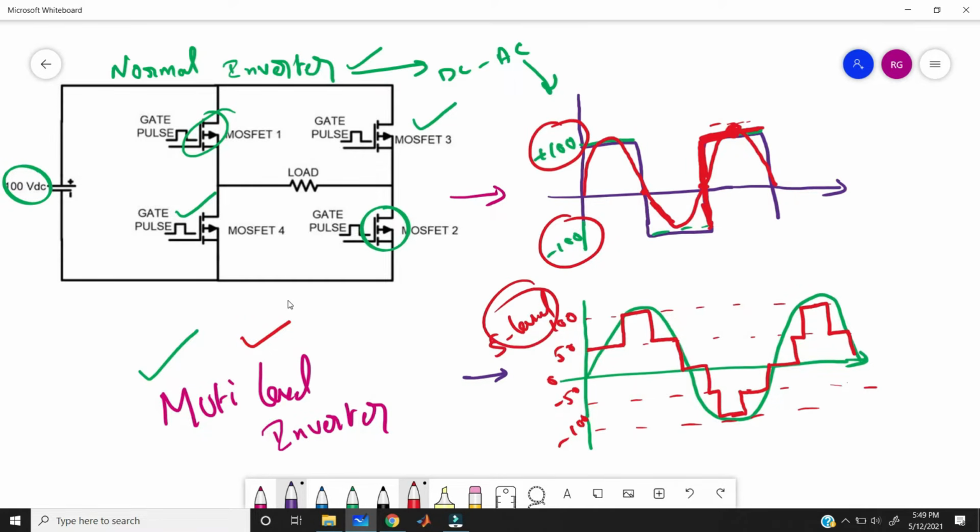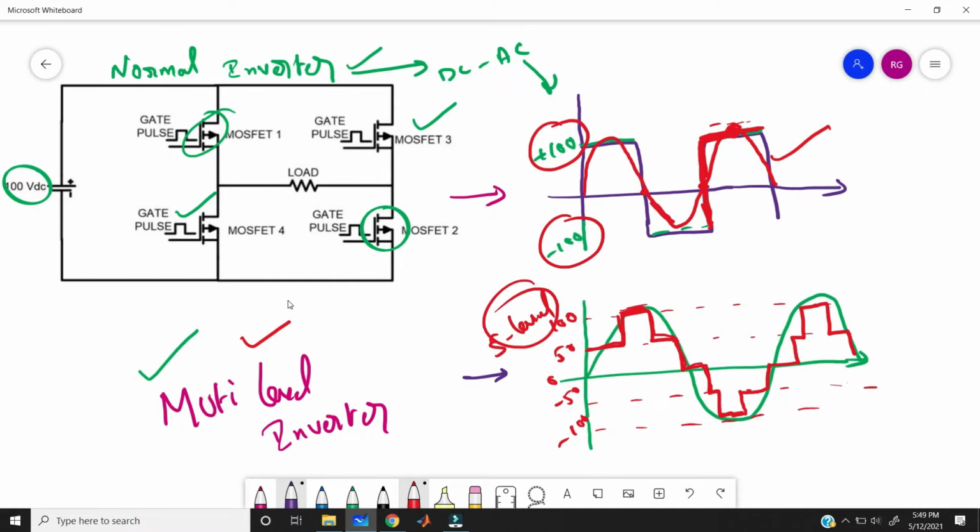If you compare these two, here in normal inverter, it reaches its peak value suddenly, but in multi-level inverter, in 5 level inverter, it can reach its peak value slowly. First of all, it goes to 50, and then again 100, and it reaches its minimum value also slowly, and it can go to 50 and then 0 and then minus 50 and minus 100. This much time it will take. So the quality of the sinusoidal output will be increased when compared to normal inverter.